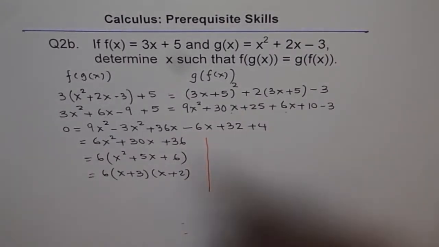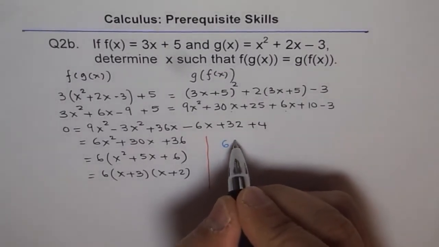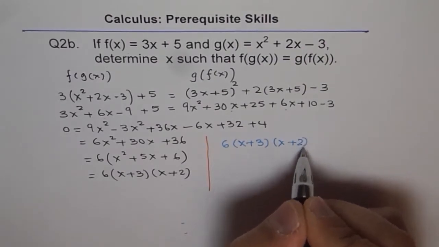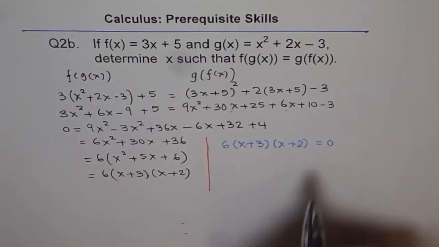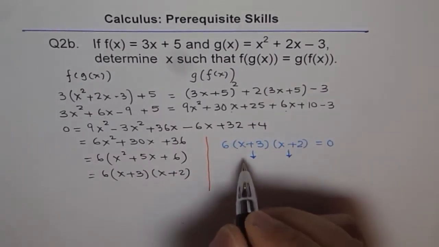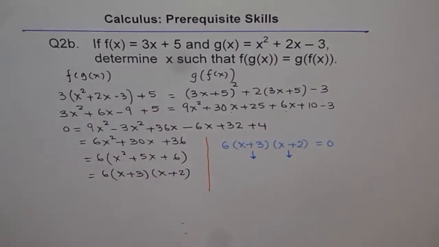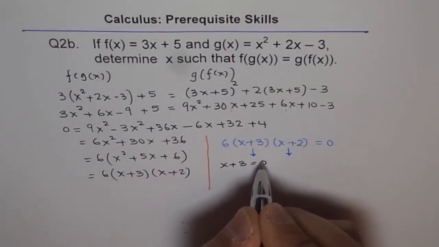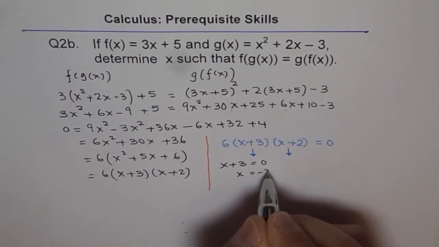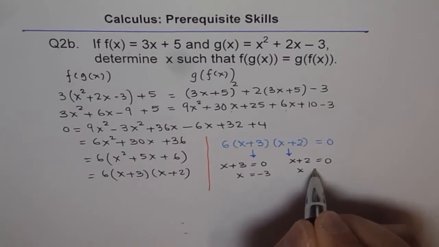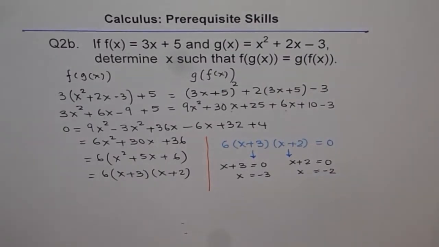So we get our equation which is like this. Let me rewrite for you. (x plus 3) times (x plus 2) equals 0. Now this can be 0 if this term is 0 or this term is 0, right? So we get from here x plus 3 equals 0, which means x equals minus 3. And when x plus 2 equals 0, we get x equals minus 2. So these are the two possible solutions, correct?